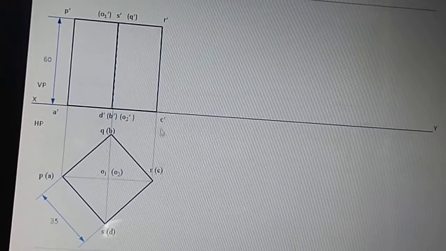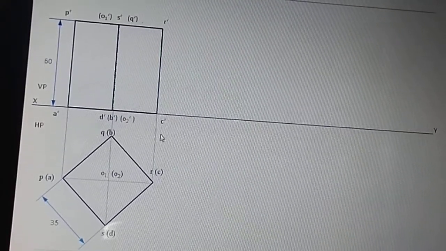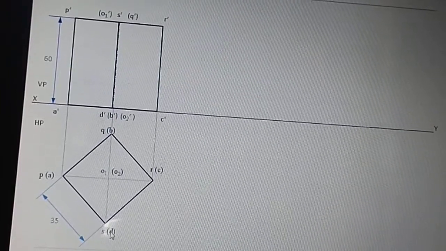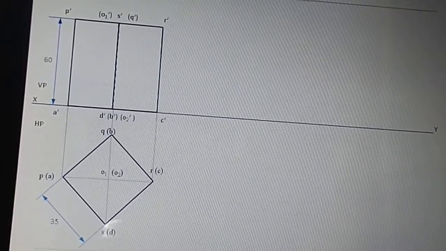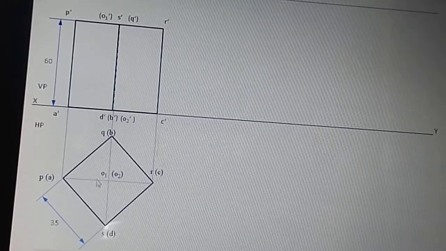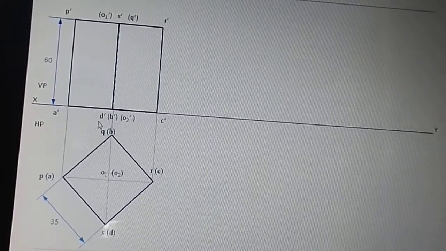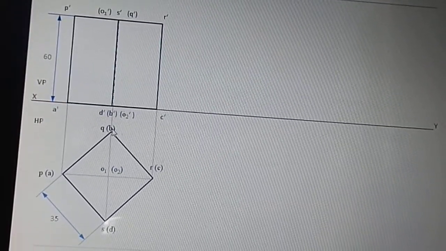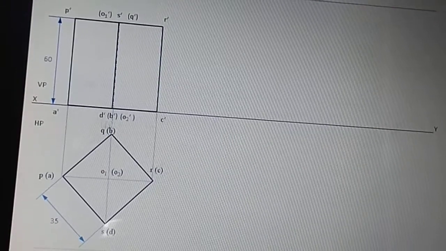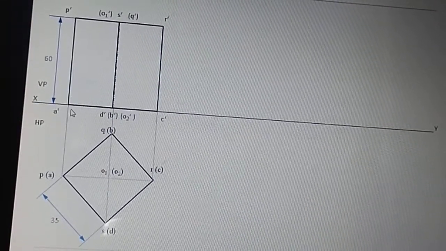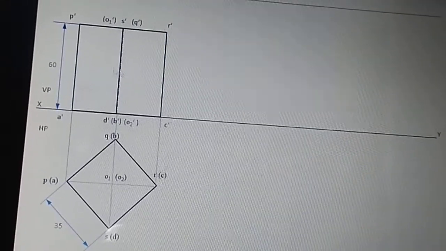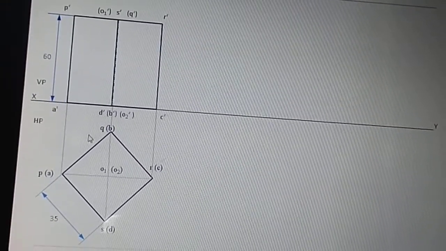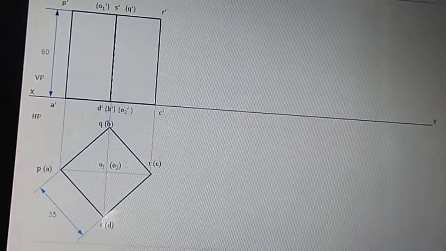Bottom corner is visible: in the top view C dash is there, and in the front view C dash is visible. And this D dash is also visible inside, but in the top view it is not visible. In the front view, that bottom corner D becomes D dash, and this B inside the bracket becomes B dash. In the front view, A becomes A dash. So this is the front view of the square prism resting on one of its corners in the first position.